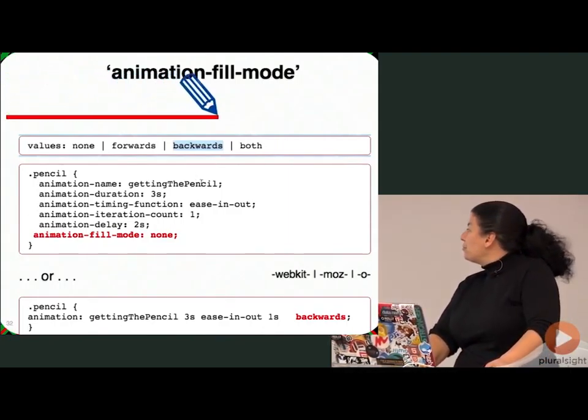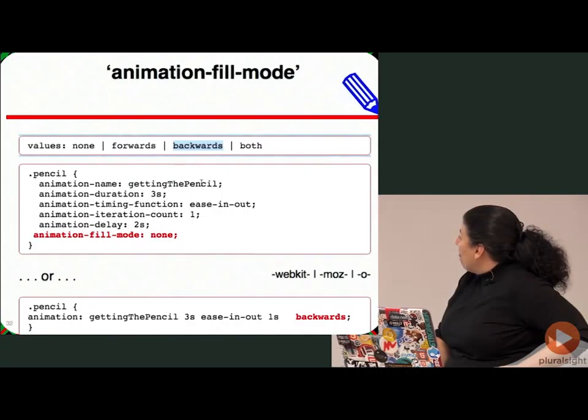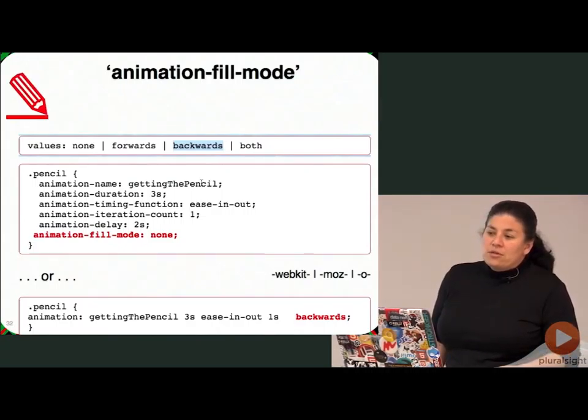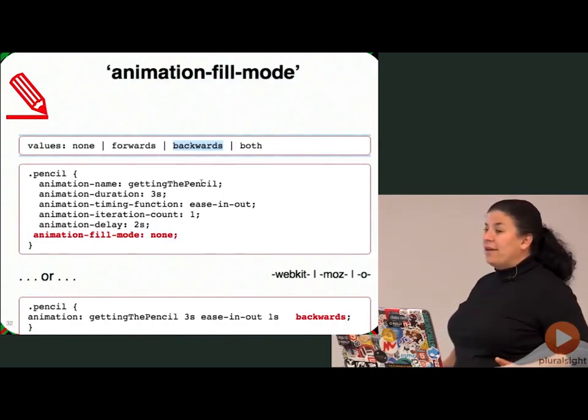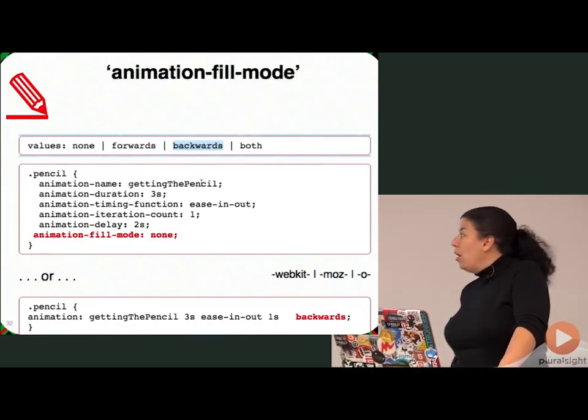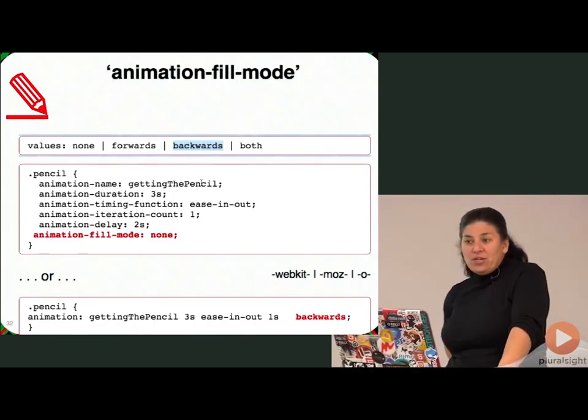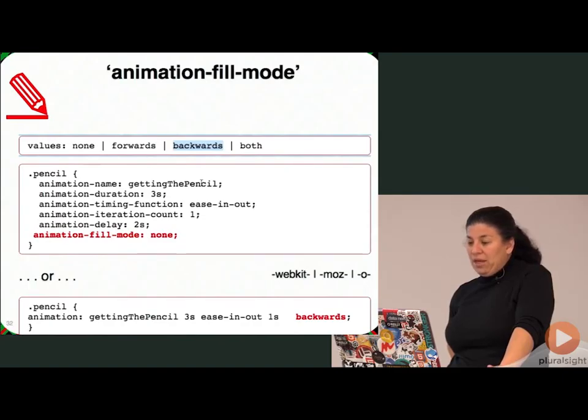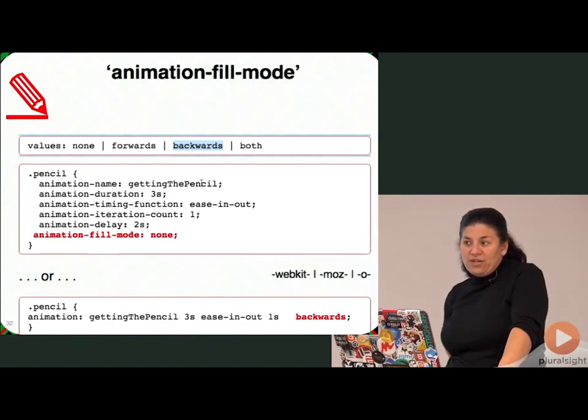Backwards says, before the animation ever starts, bring it to the 100%, the 0% keyframe. So let's say there's a 20-second delay on this pencil going, which fortunately I'm not going to do. But it will start right when the page loads. It'll make it green, and then after the delay is expired, after 20 seconds, it will start the animation. At the end of the animation, it'll go back to red.